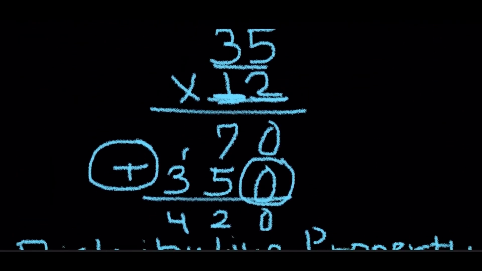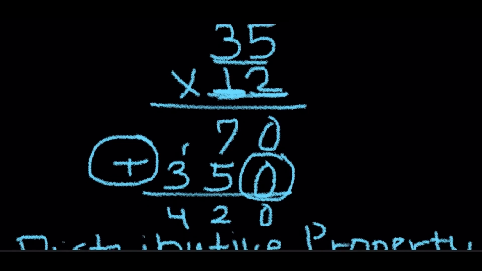And it turns out that the standard algorithm for multiplication actually exploits the distributive property and the ease of multiplying multiples of 10. So really what you're doing when you're multiplying in the standard algorithm is that you're multiplying the 2 times the top, but when you come to the second round, you're not just multiplying 1 times 35, you're multiplying 10 times 35. And that's where this 0 comes in.